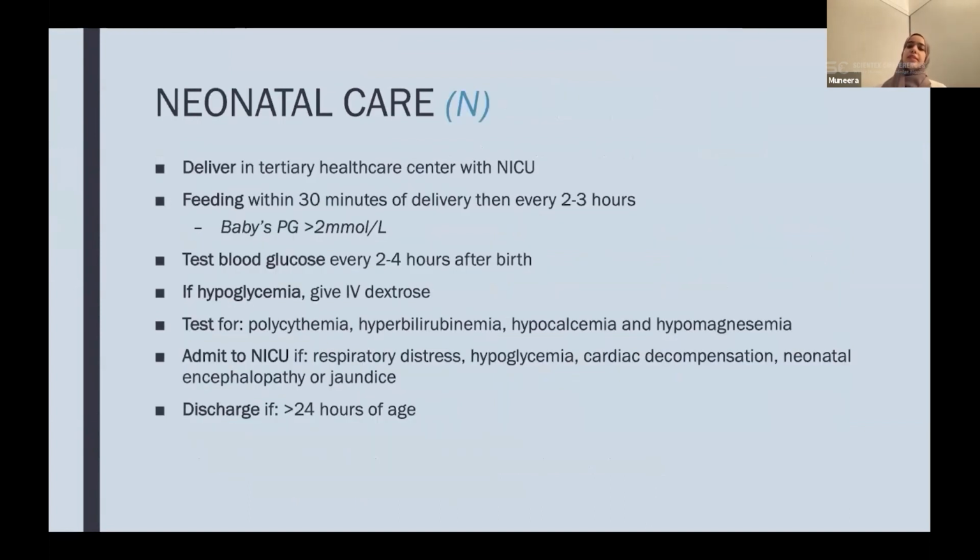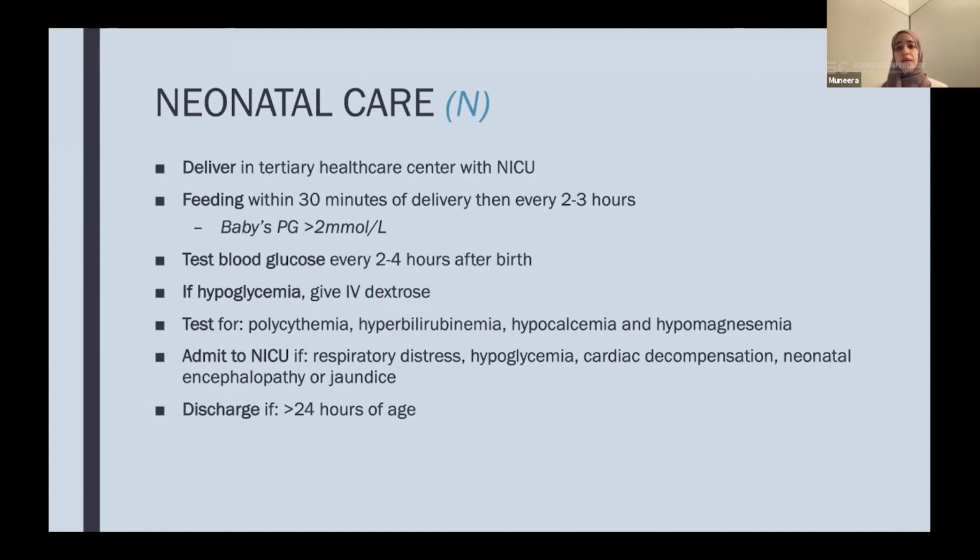NICE is the only list of guidelines that gives recommendations on neonatal care. So they recommend delivering in a tertiary healthcare center equipped with an ICU. Feeding is recommended within 30 minutes of delivery and then every 2 to 3 hours after that, with the aim of the plasma glucose of the baby being more than 2 millimoles per liter. We need to test the blood glucose every 2 to 4 hours after birth.